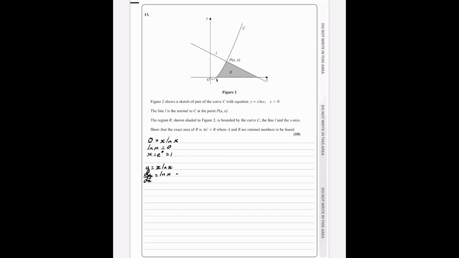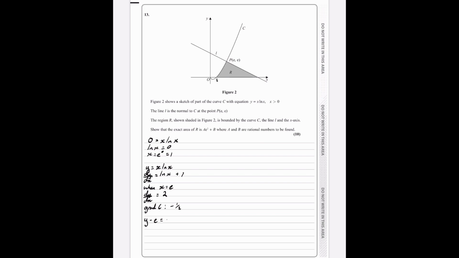Then I want to find the equation of line L. Well, we know that L is perpendicular to the curve, so I've got to find the gradient of the curve at the point when x equals e. So I'm going to take y equals x ln x and differentiate it using the product rule. Differentiate x, you get 1. Differentiate ln x, you get 1 over x. So the differential will be ln x plus 1. The x times 1 over x will cancel. When x equals e, plug that in, you'll get ln of e, which is 1. 1 plus 1 is 2. So the gradient of the curve at that point is 2.